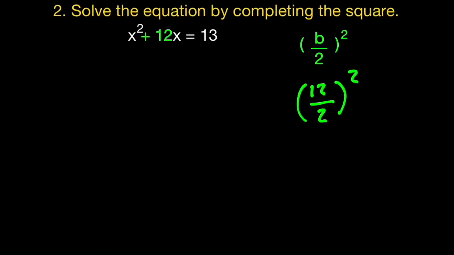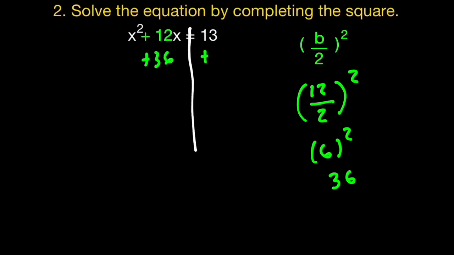We begin by first simplifying what's inside of the parentheses. 12 divided by 2 is 6, and 6 to the second power is going to give me a 36. So we're going to add 36 to both sides of the equation, plus 36 and plus 36. On the left hand side, I'll have the trinomial x squared plus 12x plus 36, and then on the right hand side, the 13 plus the 36 is going to give me a 49.